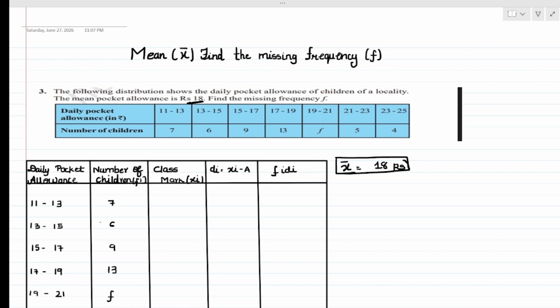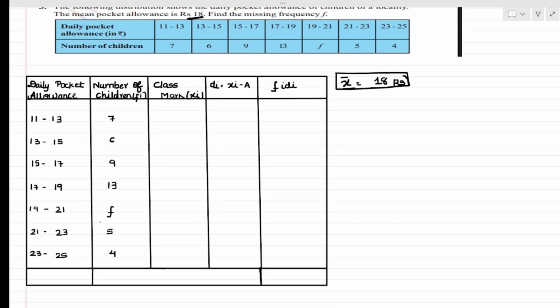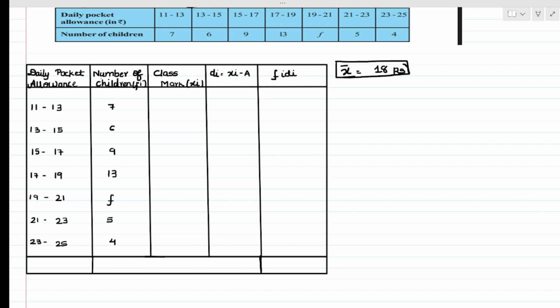So let's get started with the sum. In this sum, I am not going to perform all three methods. I am going to use the assumed mean method. According to that, I have made my columns. The first column is the daily pocket allowance, the class interval with upper and lower limits, which is already given. The second column is Fi, which is also given in our question. I have just copy pasted it.